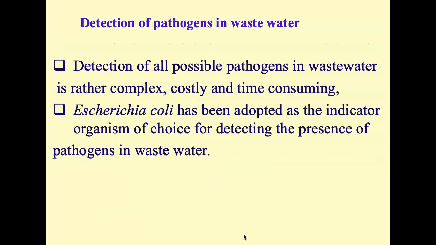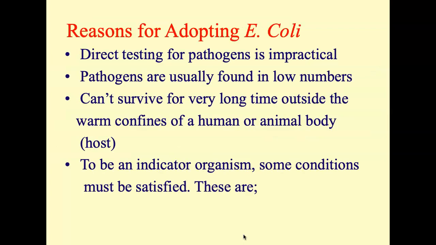Detection. If you are saying a given water is polluted, then we ought to be able to detect these pathogens in this water. Detection of all possible pathogens in wastewater is rather complex, expensive, and time-consuming. E. coli has been adapted as an indicator organism of choice for detecting the presence of pathogens in wastewater. So what it means is that if you are saying a given water is contaminated microbially, then we should be able to isolate these E. coli organisms, which is an indicator organism.